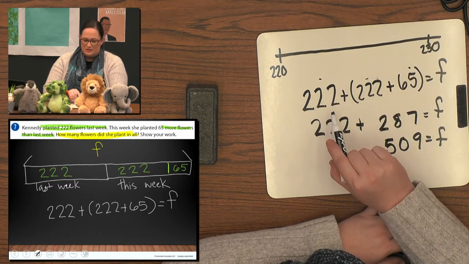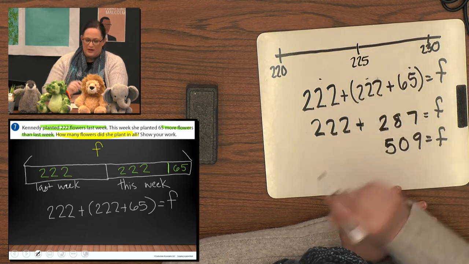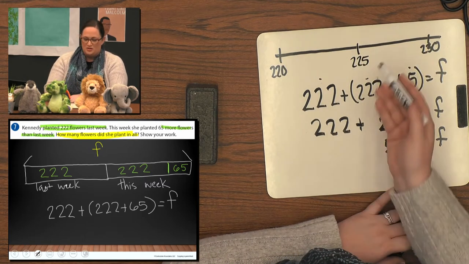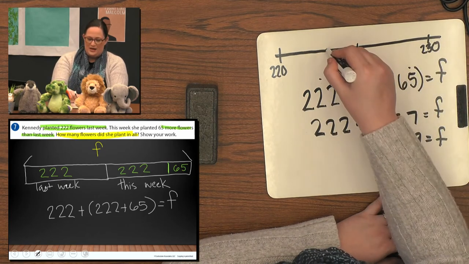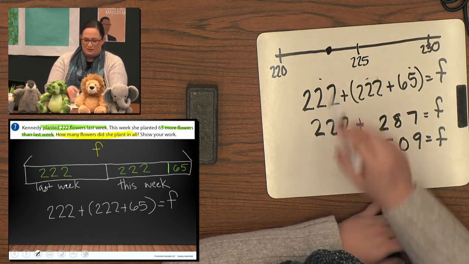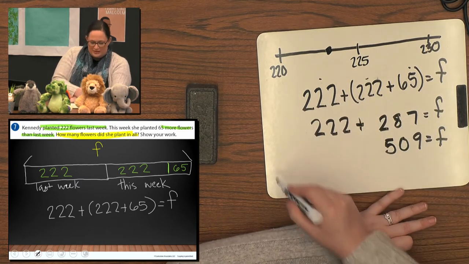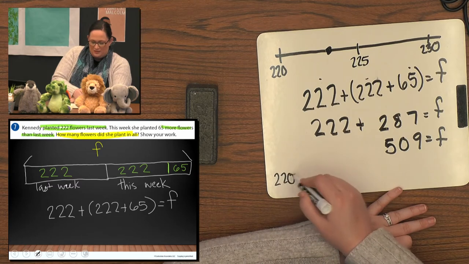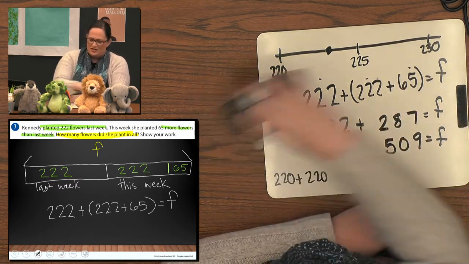So 222. Here's 225. Where would I put that on my number line? To the left of 225 or to the right of 225? Yeah, here. So is it nearer 220 or 230? 220, so down here I'm gonna write 220 plus 220.